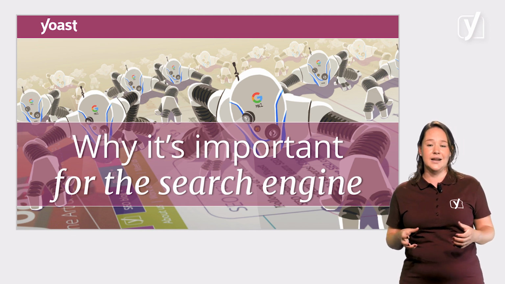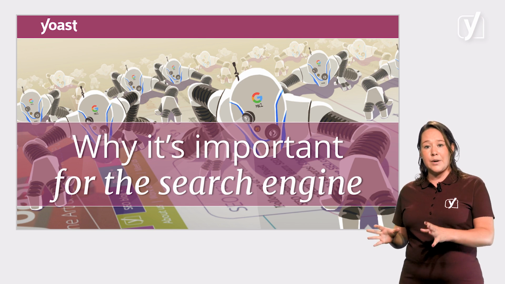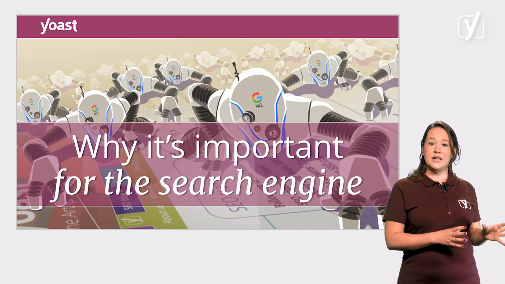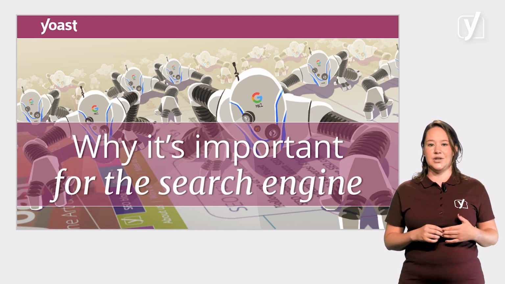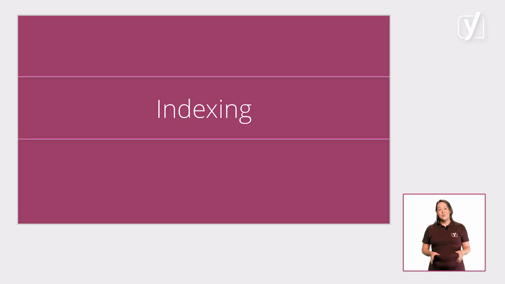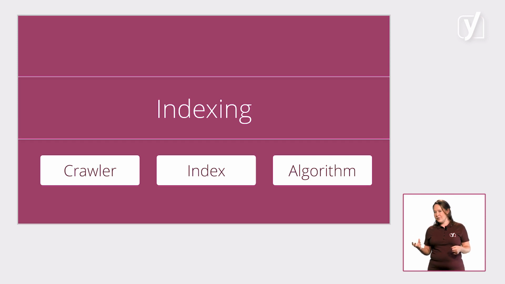Because internal linking, and by that we mean linking from one page on your website to another page on your website, helps the search engines to index and rank the pages of your site. So let's start with indexing. In the first module of this course, we explained what Google does. Remember that Google consists of a crawler, an index, and an algorithm. And remember that search engines like Google follow links.